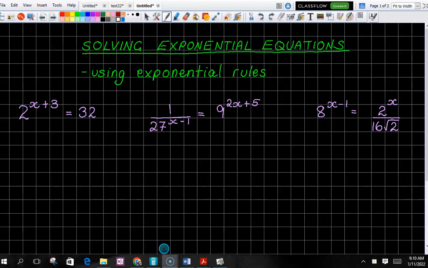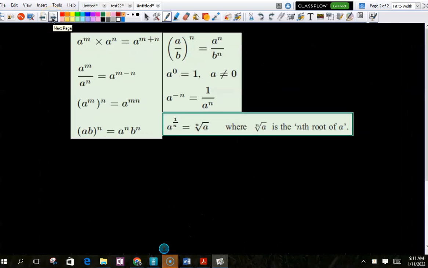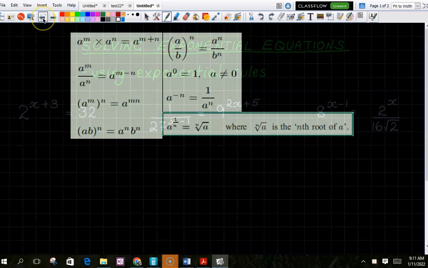Hopefully this video is going to help you solidify your understanding of solving exponential equations just using your index or exponential rules. Hopefully you could do most of this without using a calculator. In order for this to be done, you need to be really upskilled and understand and remember your index laws. Hopefully you've got them under control, written down on a bit of paper somewhere. So here we go.